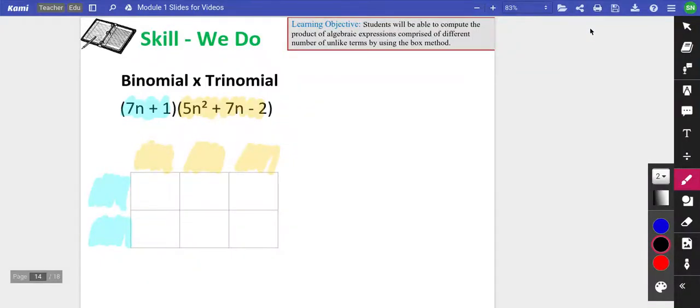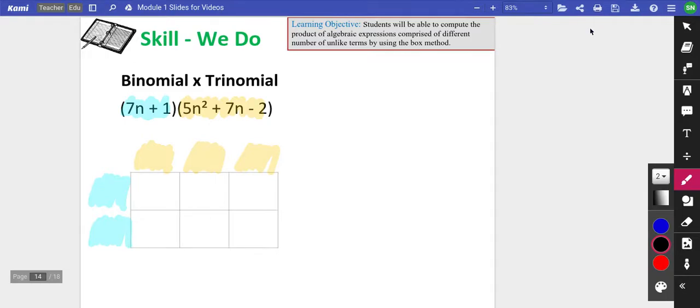Hello, this video is part 2 of multiplying algebraic expressions. Now we're moving into a more difficult problem because now we are doing a binomial, 2 terms, times a trinomial, 3 terms. Notice I've color-coded some of the parts where we're going to be putting the numbers.